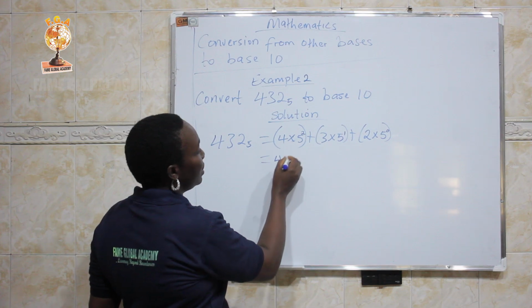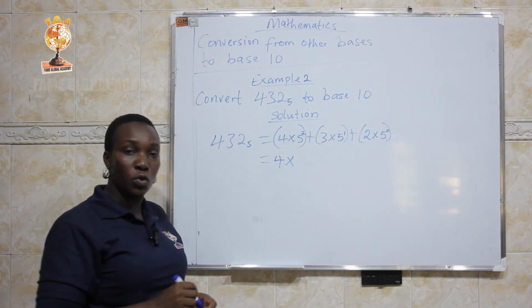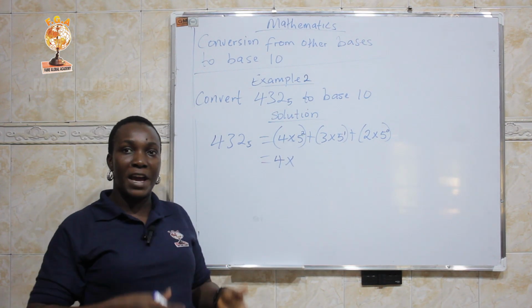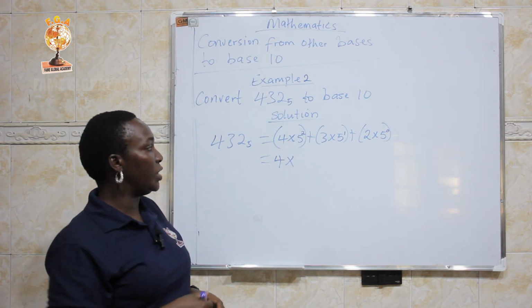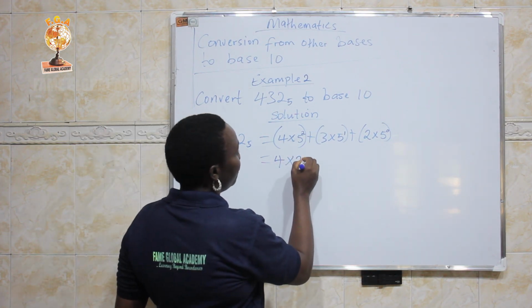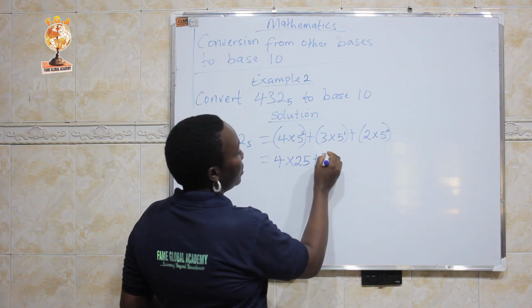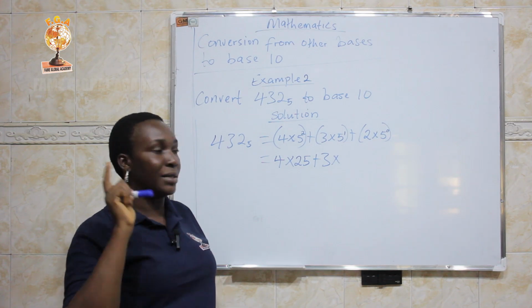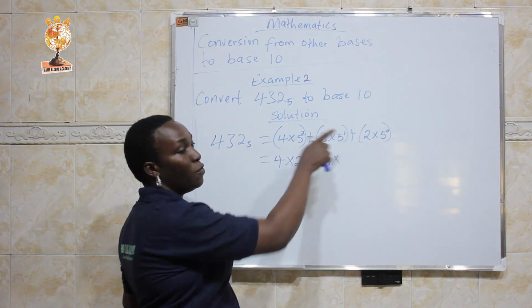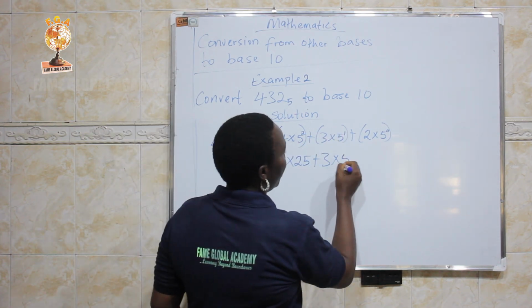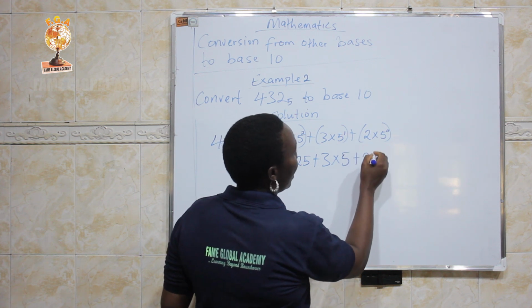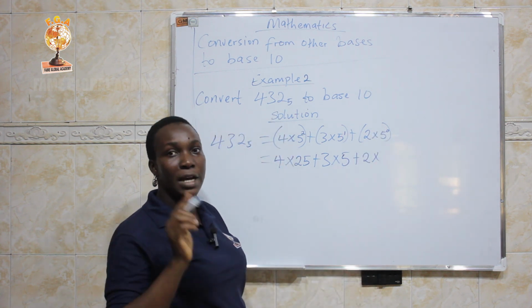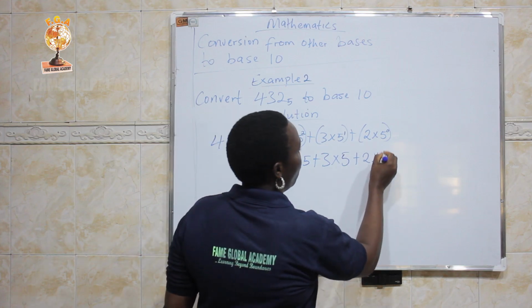Okay, so let's multiply. So this will be 4 times 5 raised to the power of 2. 5 raised to the power of 2 means 5 times 5, which is what? 25. So this is 4 times 25 plus 3 times, I said it before, any number raised to the power of 1, the answer is that number. So 5 raised to the power of 1 is what? 5. Okay, plus 2 times 5 raised to the power of 0, the answer is 1. So we have 1 here.